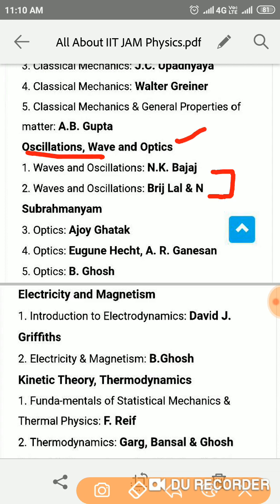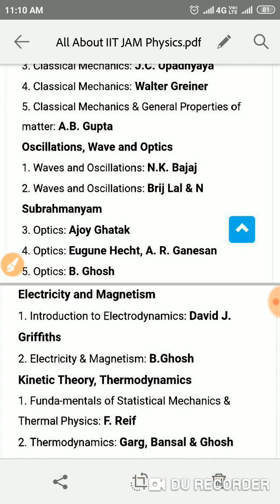For optics, I will refer Ajoy Ghatak. That's a very good book. But if you are not going for Ajoy Ghatak, then go for Bhattacharya. But if you ask me, I will say go for Ajoy Ghatak. Okay, that's the book for oscillations, waves and optics.